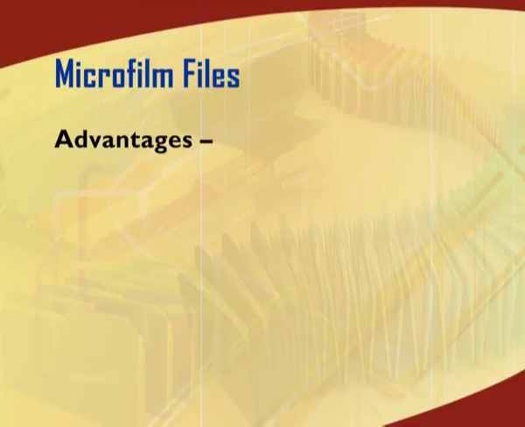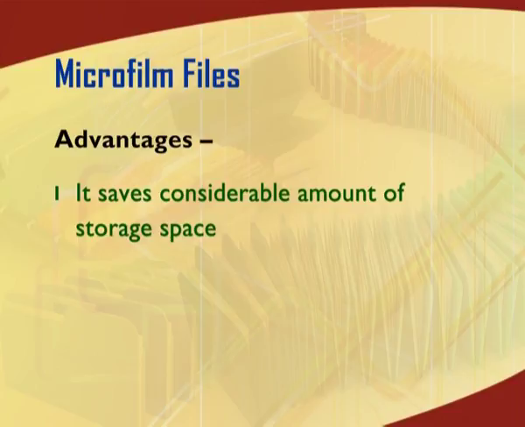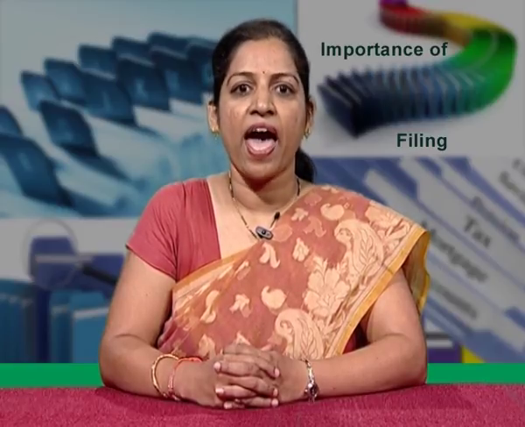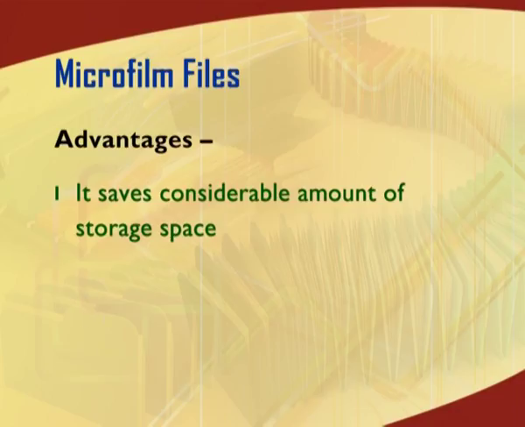Microfilm files offer certain advantages. They save a considerable amount of storage space. For instance, 5 lakh average-size records can be filmed on 100 reels of film, which can be accommodated in 2 small filing drawers. It thus saves as much as 99% of the original filing space required.